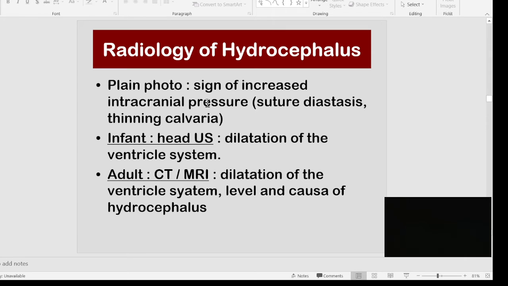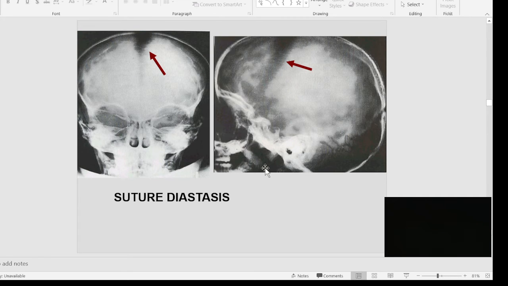So here, in plain X-ray, if it is usually in an infant, there would be a dilatation of the ventricle. In an adult, if there is a dilatation of the ventricle, it might result in an increase in intracranial pressure and maybe the patient would be in trouble, no? So this is an example for pediatric wherein the fontanelles are not fully closed. So you notice there is a diastasis or a gap between the sutures.